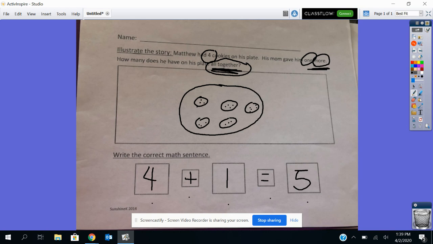So now let's make sure it matches our story problem. So Matthew had 4 cookies on his plate. We started with 4. Then his mom gave him 1 more. So we have our sign where it says add. And then we have a 1 where we added 1 more. Then our last sentence says, how many does he have on his plate altogether? So we put our equal sign, and altogether he has 5 cookies. Good job, guys.